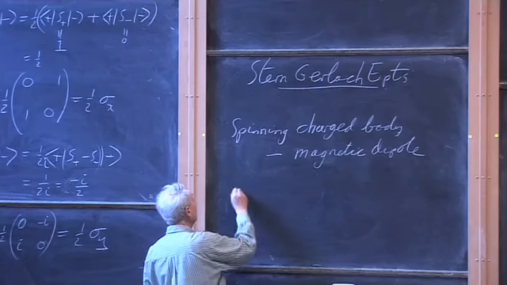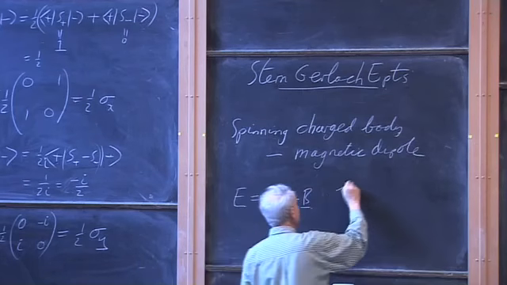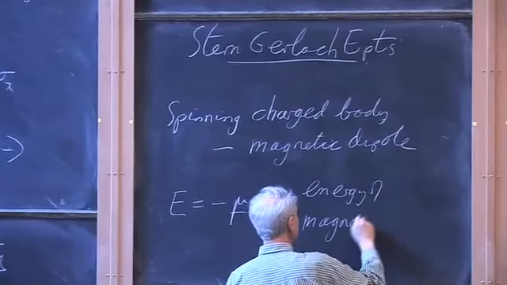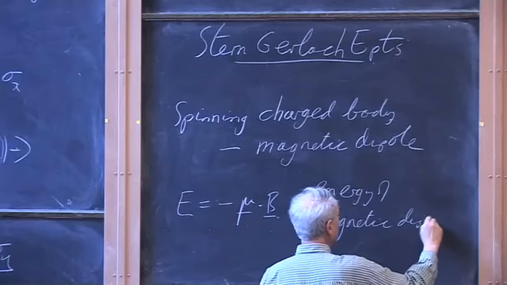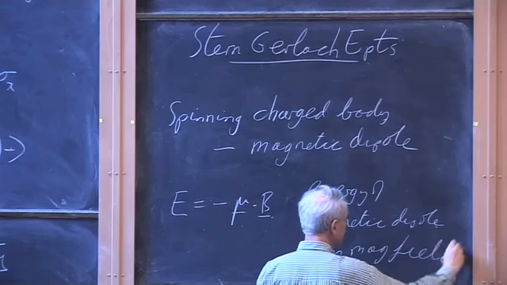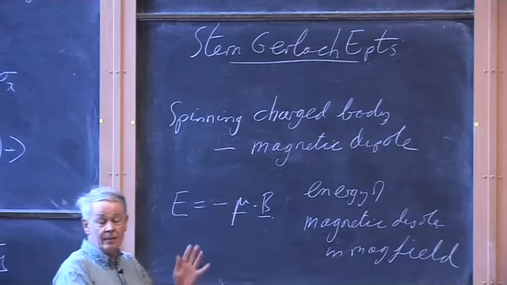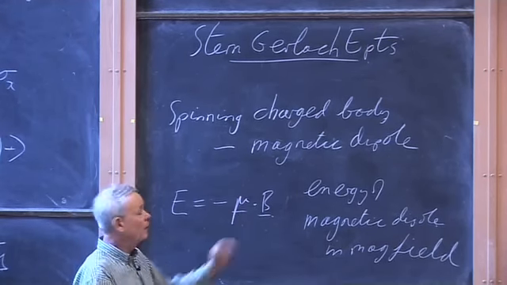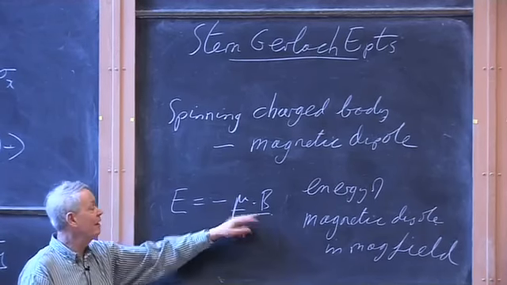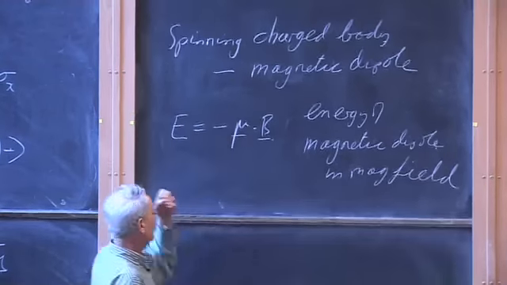So if you put a magnet in a B field, this is the energy of a magnetic dipole in a magnetic field. So there's a minus sign here which says that the energy is lowest when the dipole is aligned with the magnetic field, right? So when this dot product is positive, the energy is lowest. So that's why magnets, compass needles and whatever, align with the magnetic field.